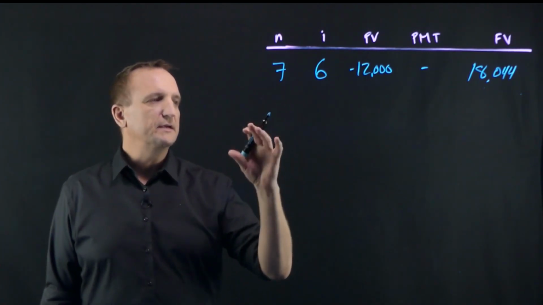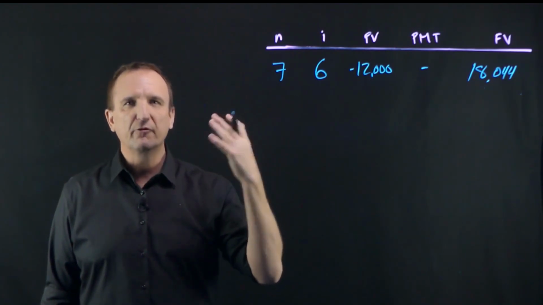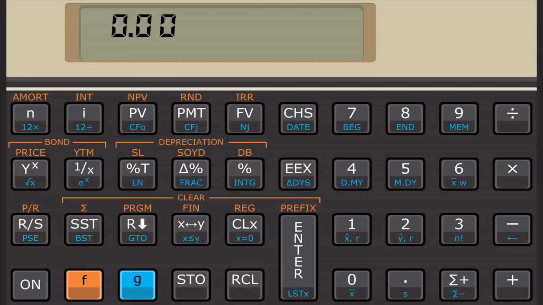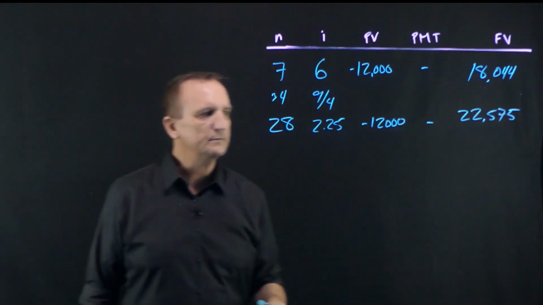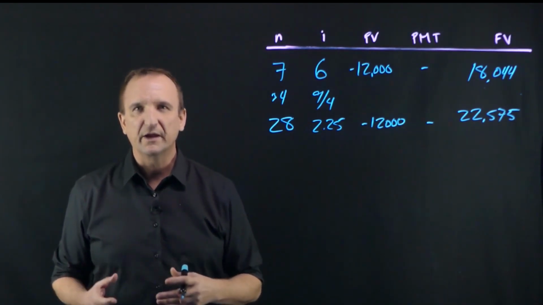In this case, because it is quarterly compounding, that means we're going to have to multiply the number of periods by 4 periods per year. So in this case, times 4, we're going to have 28 periods. We also have to divide the annual interest rate by 4 to find out what the quarterly interest rate is. So 9 divided by 4, which is 2.25. We still have $12,000 as our deposit, no payments and cash flows. So we get $22,575. Part C says, in comparing the two, what are the respective effective annual yields?